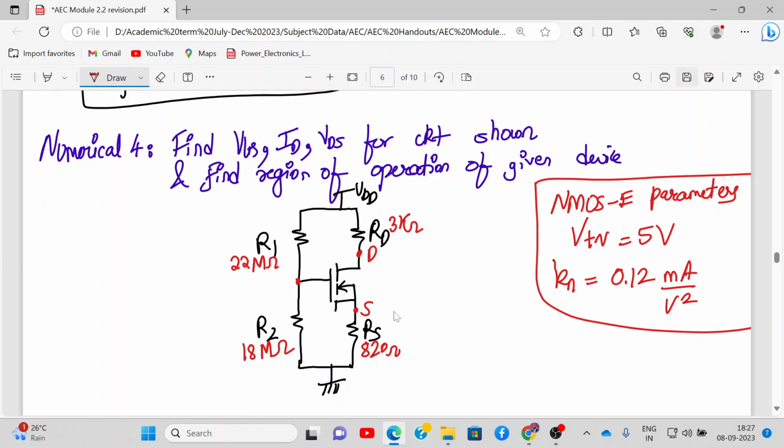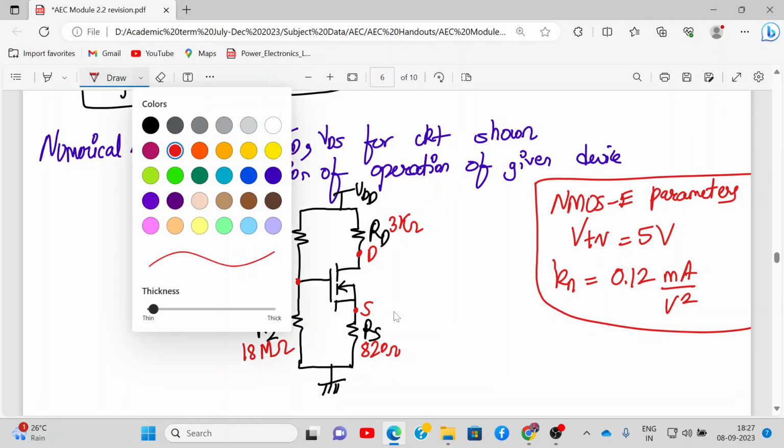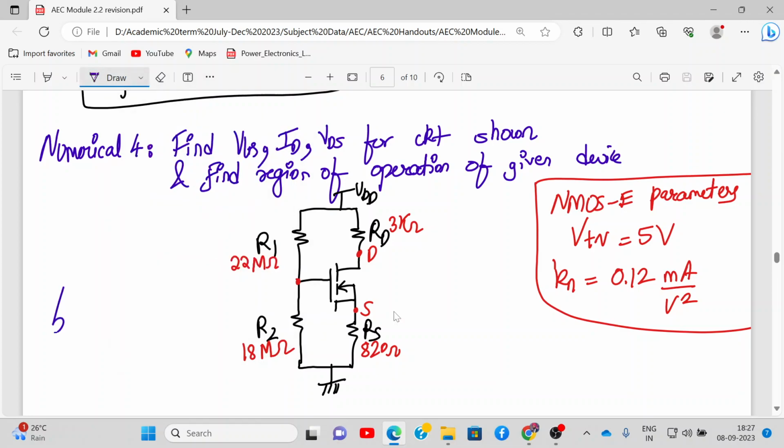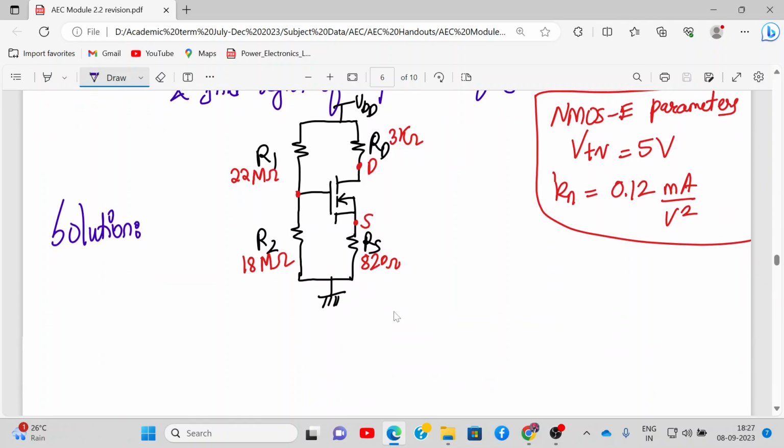Now we have solved voltage divider bias many times, so I am skipping some steps. But if you are confused, then you can draw the Thevenin's equivalent circuit again and then solve it. So what will be VTH? What is VDD given over here? 40 volt.